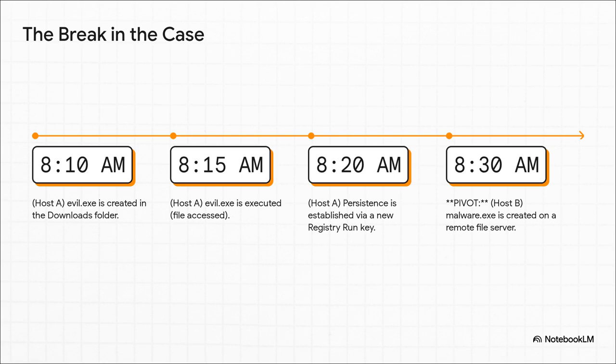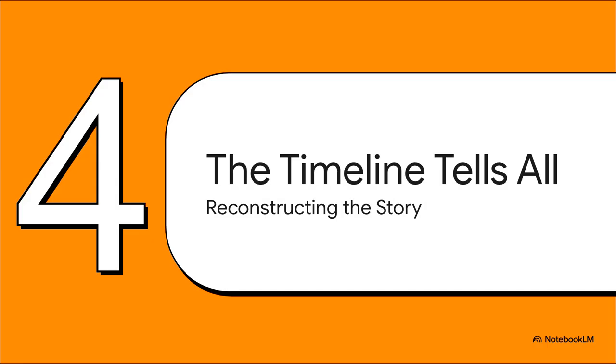But then, look at 8:30 a.m. That's our pivot point. A new piece of malware suddenly appears on a completely different machine, host B. That's the proof. The attacker used host A to jump over to that file server. We've just caught them moving laterally. And once you find that pivot point, everything else just starts to click into place. It's like the rest of the dominoes just start to fall.